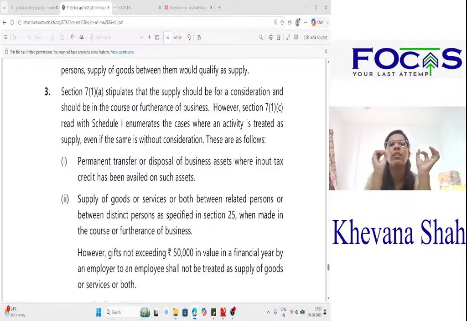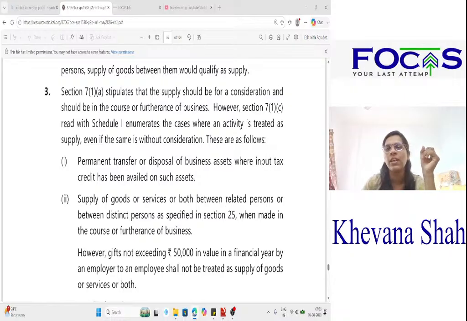Now, Section 7(1)(a) stipulates that supply should be for consideration and should be in the course or furtherance of business. So in Section 7(1)(a), we have seen that the conditions necessary for a supply to be supply are: there should be supply of goods or services, it should be for consideration, and it should be in the course or furtherance of business. Now in this case what they are asking is that there is no consideration. So in that case also, will it constitute supply? If yes, what are the instances?